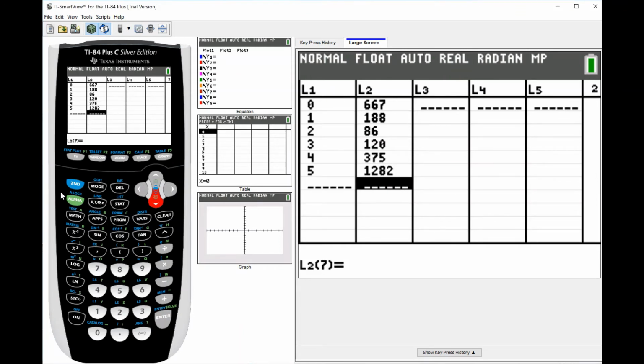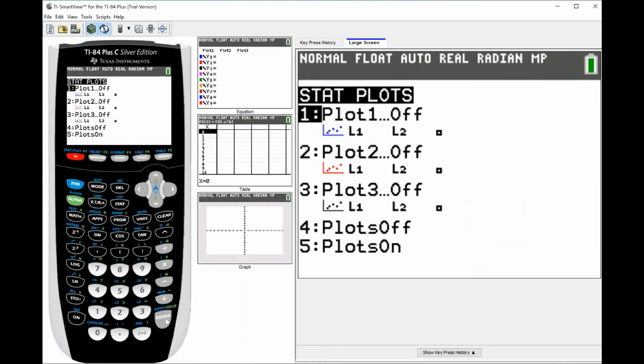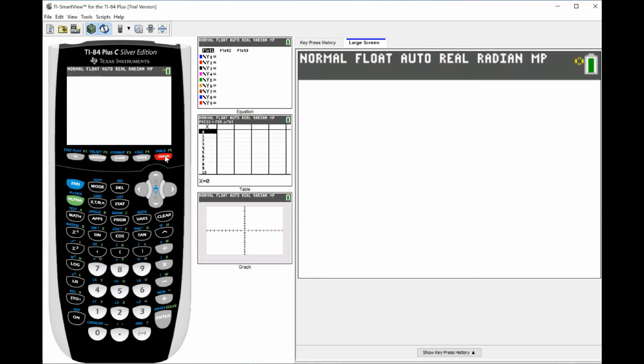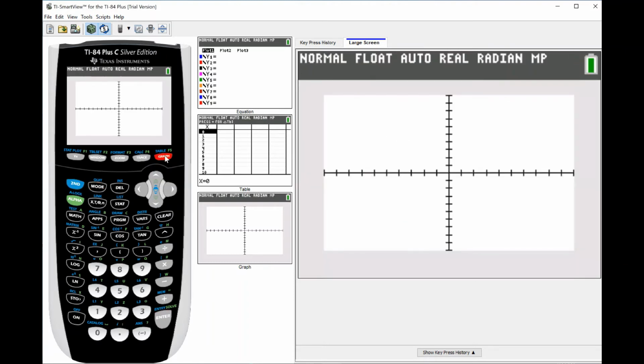I can turn on my stat plots if I want to graph it. So second Y equals, and I want to turn those plots on. So enter, I'm going to make sure On is highlighted, enter again. And now I can exit that, second quit. If I graph it, I can't see anything because if I look at my table of values, I've got some really high Y values there. My highest Y value is 1,282.